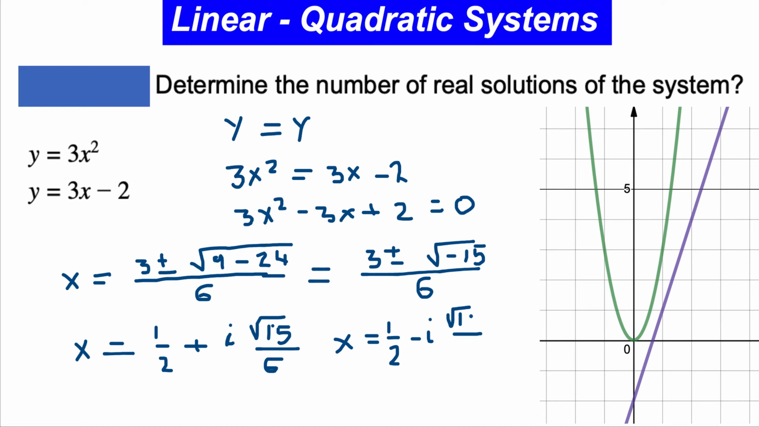Whenever we have an imaginary solution in a quadratic equation, they always come as conjugate solutions. Those are the conjugates of each other. But we proved analytically and graphically that the system, when y is equal to 3x squared and y is equal to 3x minus 2, does not have a real solution.